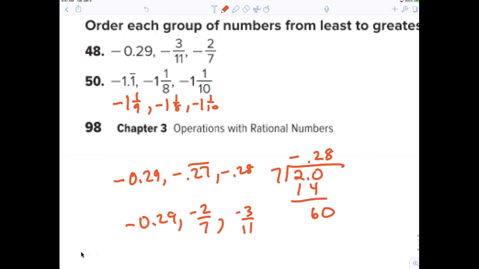Actually, you were right the first time. Sorry. Yeah, negative 1 and 1/8. Because the bigger the fraction, the smaller, the more negative it is, correct? So it's negative 1 and 1/8, then what? Say it. Negative 1 and 1/9, and the last one would be? There you go.